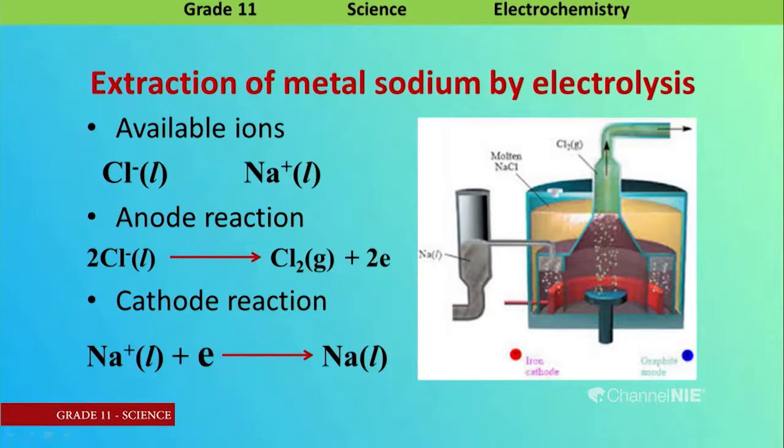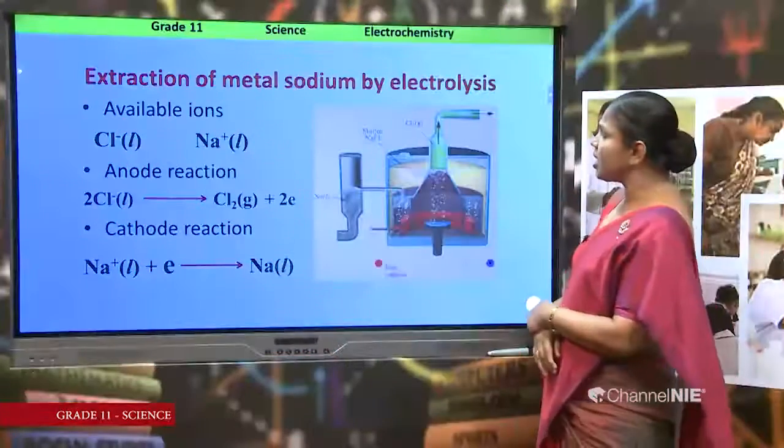Right, now just look at what chemical reactions take place in this setup. See the available ions, chloride ions and sodium ions. What is the anode reaction? Chloride ions are attracted to the positive electrode, the anode, and release electrons to form chlorine gas. The cathode reaction is that sodium ions are attracted to the cathode and receive electrons to form sodium metal. Okay, children.